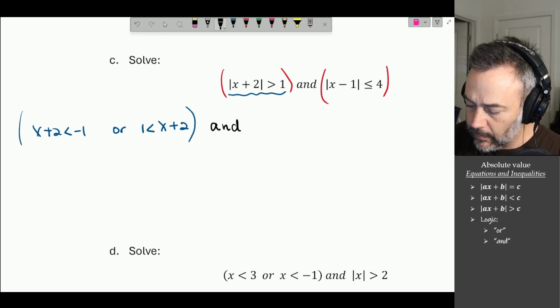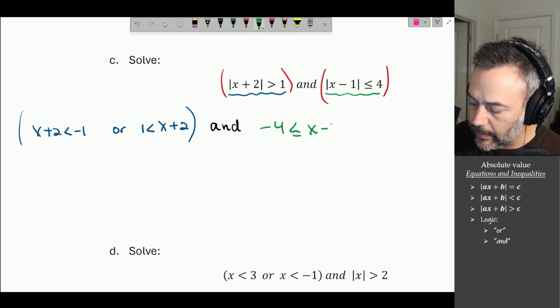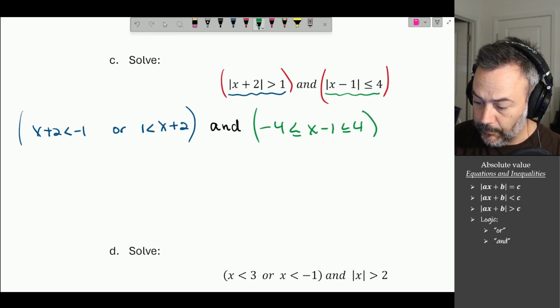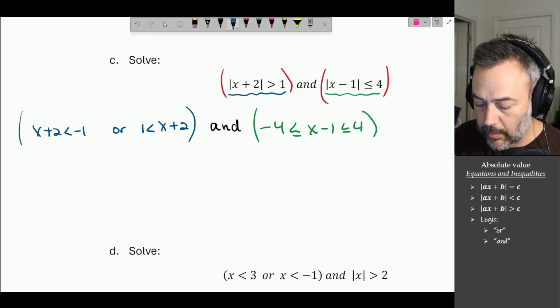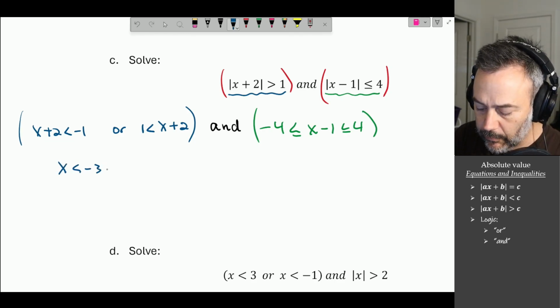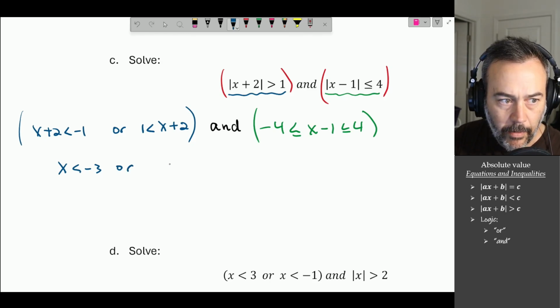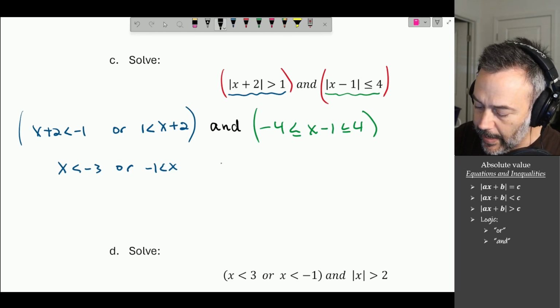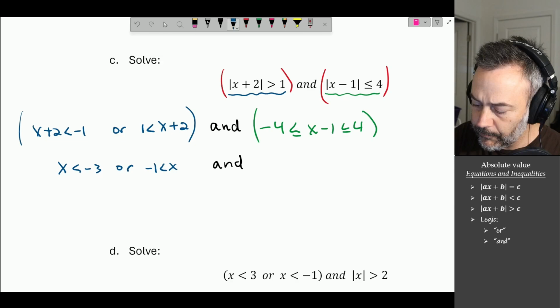And I will do this side in green. This one is negative 4 is less than or equal to x minus 1 is less than or equal to 4. We can now simplify these two sides separately, and it will help. So we get x is less than negative 3, or x is greater than negative 1. And let's put parentheses around that so we keep everything organized.